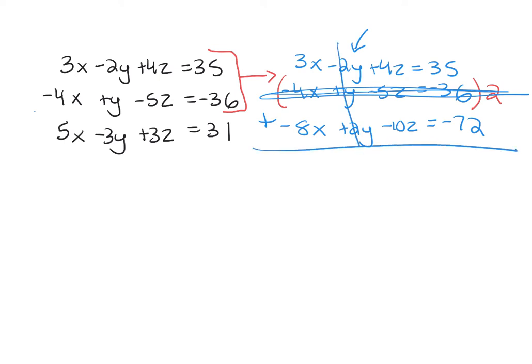When I do that, my y's cancel. So 3x plus negative 8x is negative 5x. 4z plus negative 10z is minus 6z. And then 35 plus negative 72 is negative 37. So I've eliminated one variable. What I want to do now is see if I can repeat that step using just my second two equations, and see if I can eliminate the same variable.